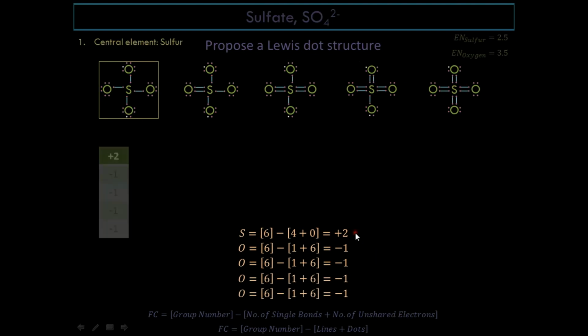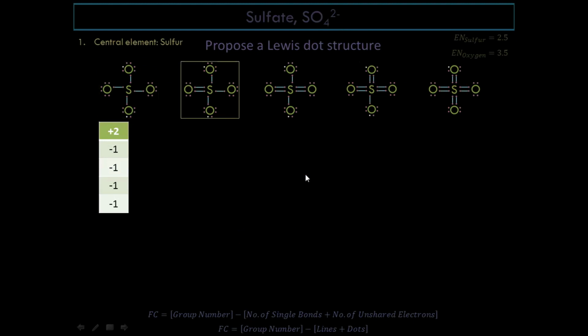So here's the summary of it. Positive 2, minus 1, minus 1, minus 1, minus 1. What is the summation of this? Negative 2. The summation of the formal charges of each component should be the same as the charge of the polyatomic ion. So 2 minus 1 minus 1 minus 1 minus 1 is negative 2. So how about the second drawing? Group 6 element, 5 lines.